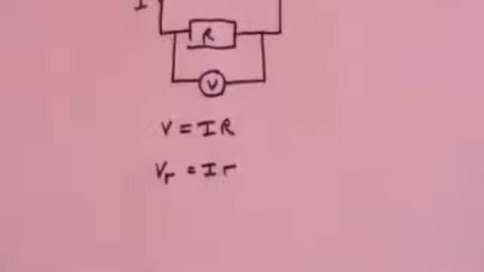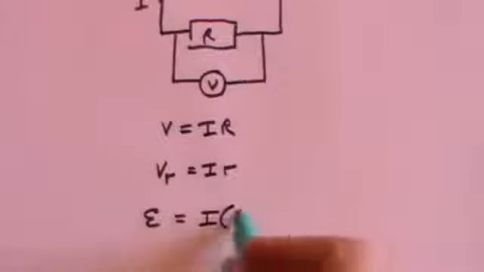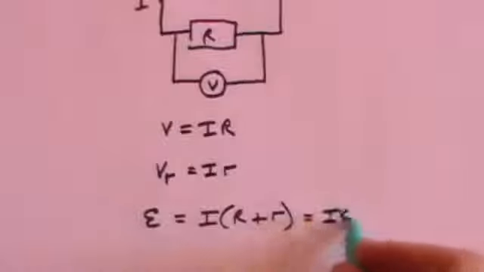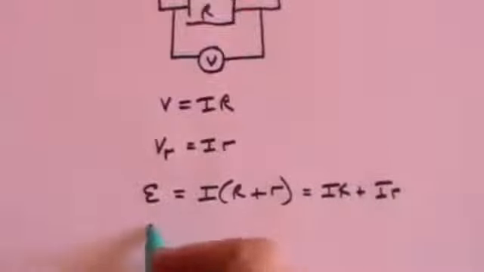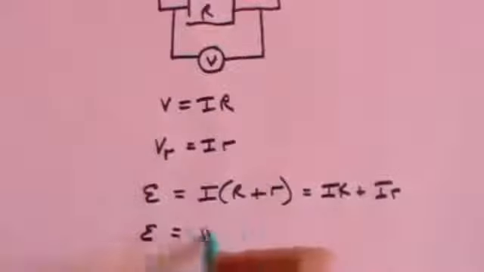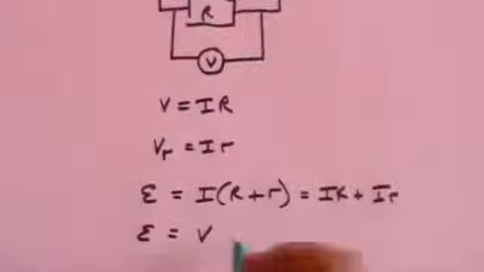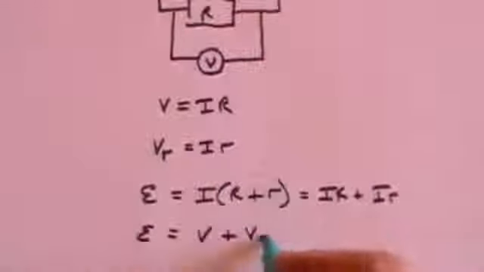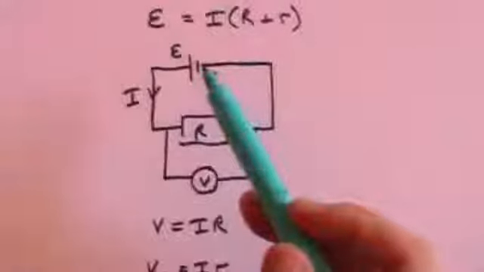And since we know that E is equal to I times (R plus r), which is of course equal to IR plus Ir, that means that E is equal to, well, IR is V, the voltage drop across the main resistance, plus Ir, which is V sub r, the voltage drop across the battery.